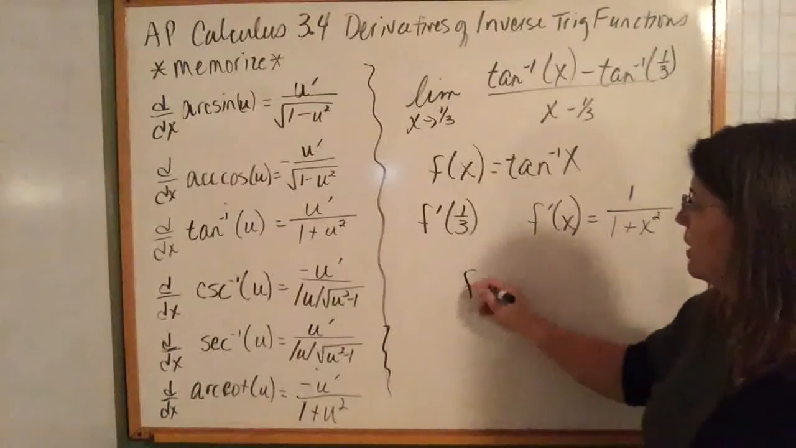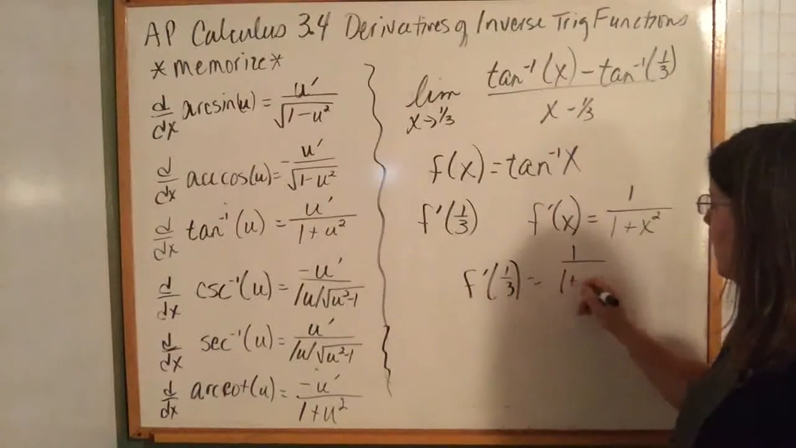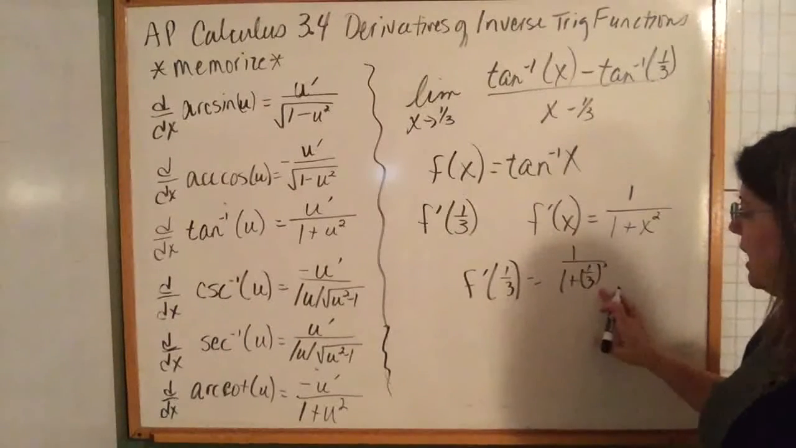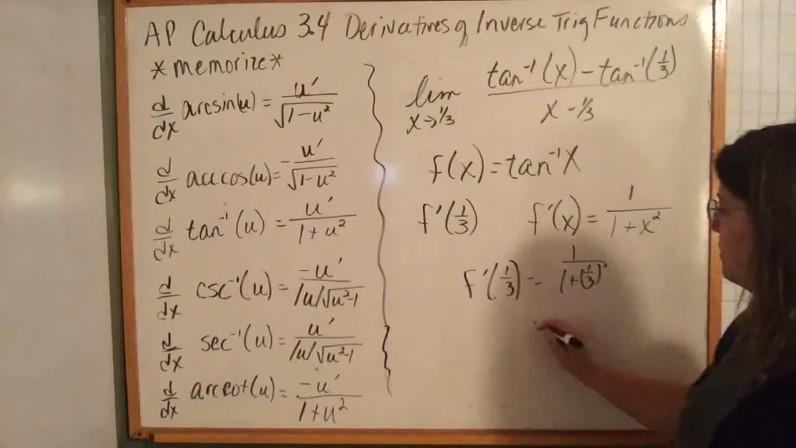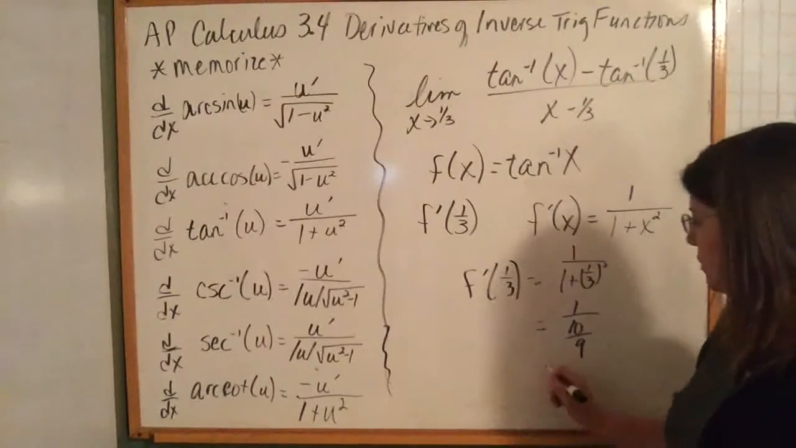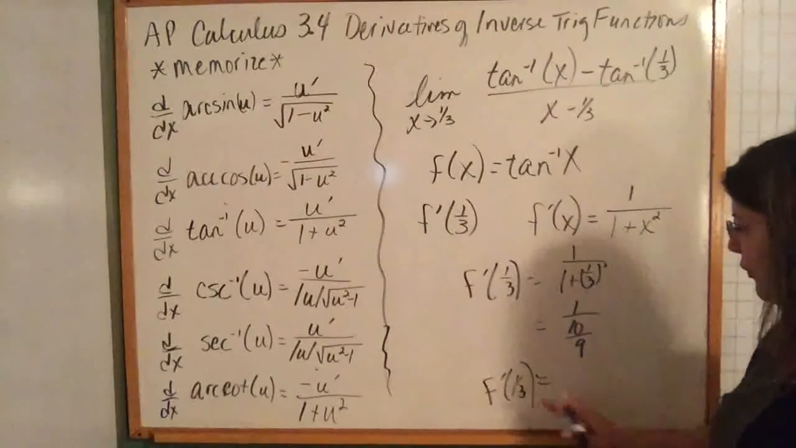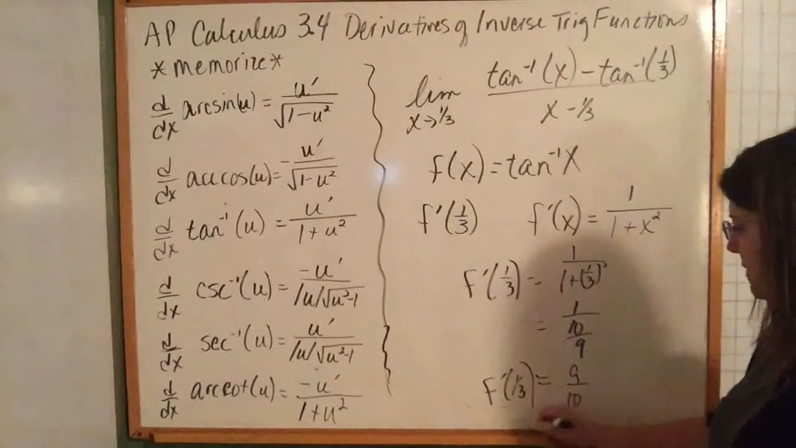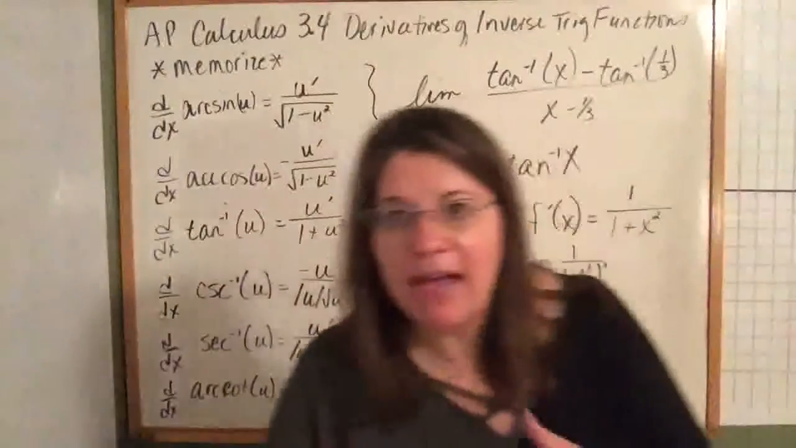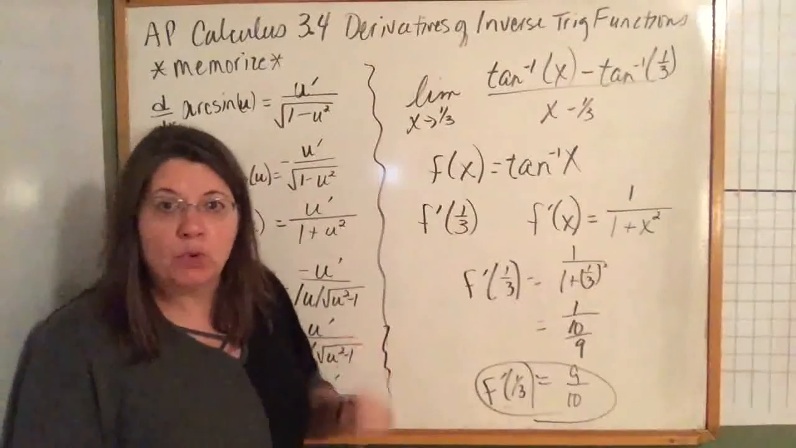So we've got f prime of 1/3 is equal to 1 over 1 plus 1/3 squared. 1/3 squared is 1/9. 1 plus 1/9 would be 10/9. So we've got 10 over 9. And then to invert and multiply that, f prime of 1/3 would be 9/10. So they gave you that problem. They kind of disguised what they were asking you for. You just have to remember how to recognize that alternate form of the derivative.